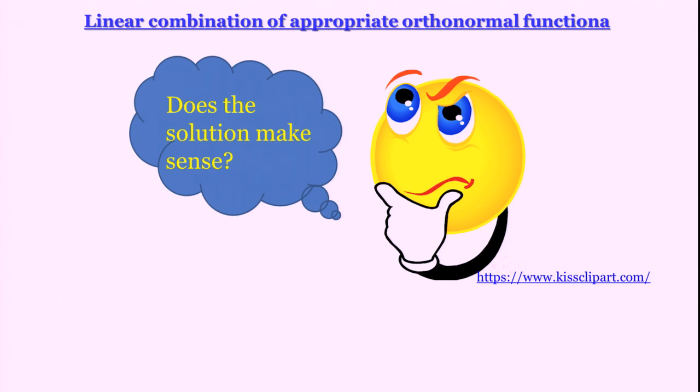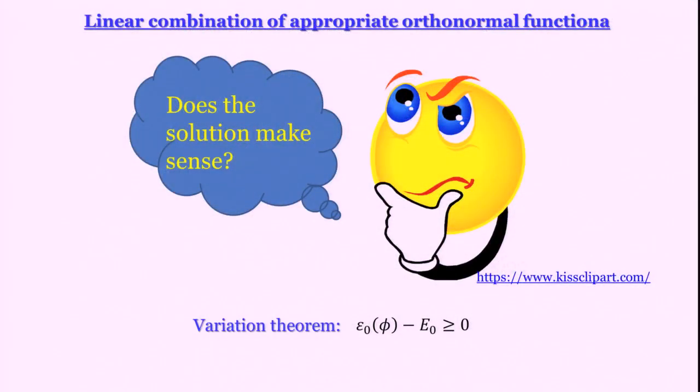And here we have a saving grace in the form of the variation method, variation theorem, which says that if you calculate energy using some guess function, a guess function means a function that you have cooked up, you call that epsilon 0 phi, actually this is called a functional.